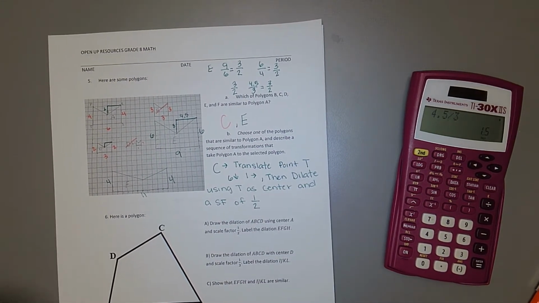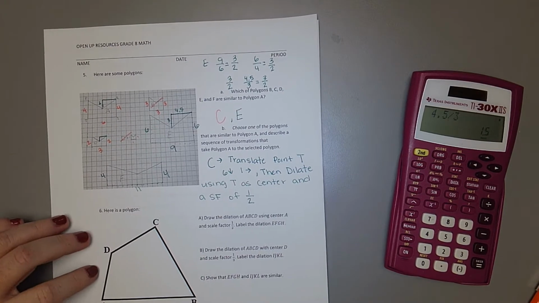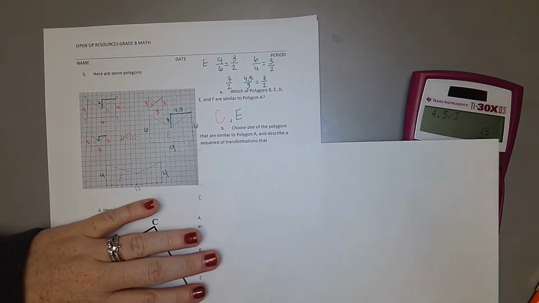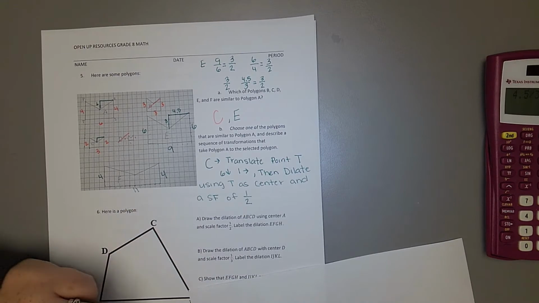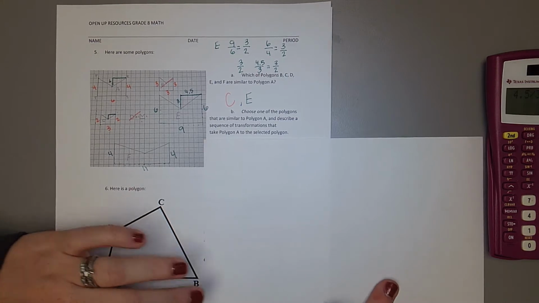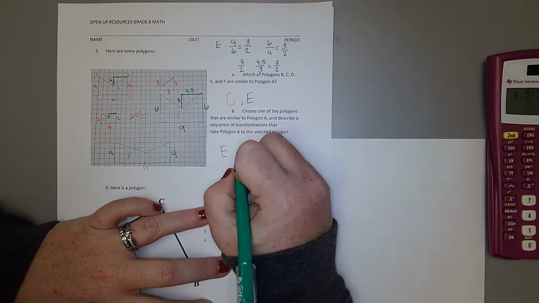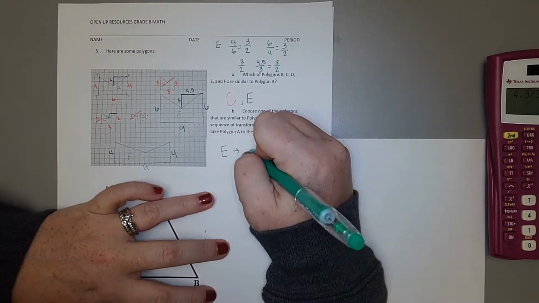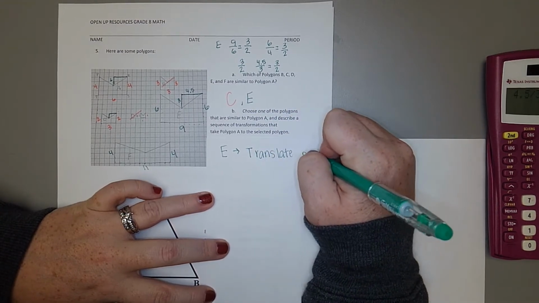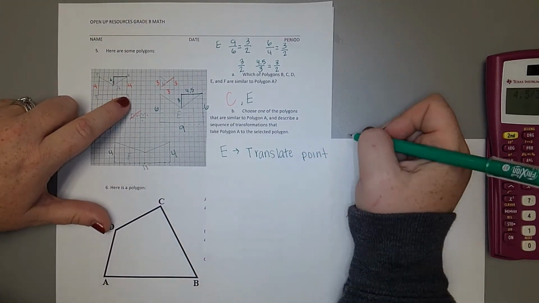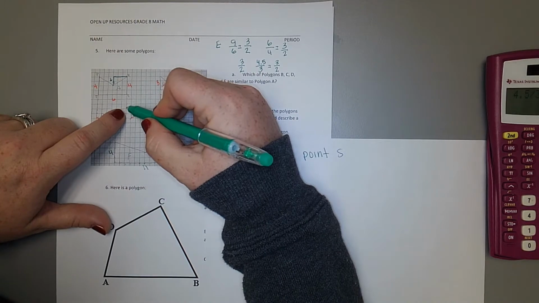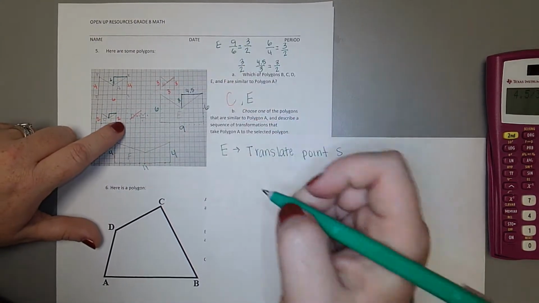If you choose to write E, I'm just writing on the back of a different paper. So you might need to pause it so you finish writing that down. E would be to translate point, I'm going to use S because it's closest to it. And that's going to go 1, 2, 3, 4, 5, 6 units down.